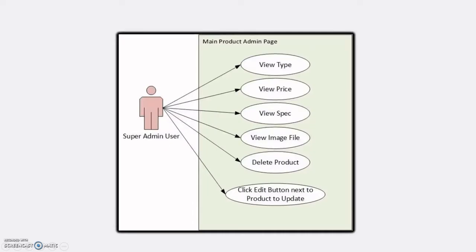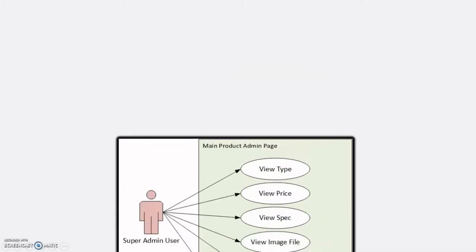We updated our use case for the main product page to include the delete product interface. So the super admin can now view type, price, spec, image file, delete a product, and click the edit button to update a product.